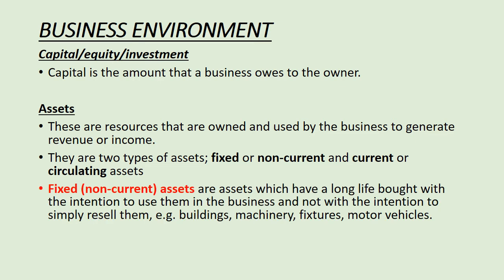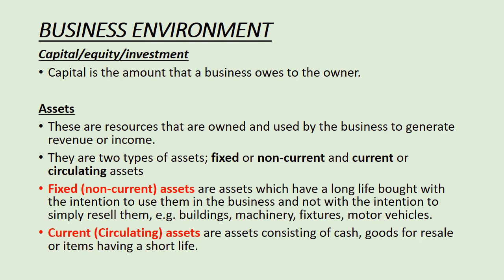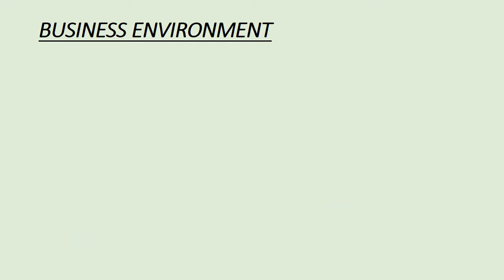1. Fixed assets. These are assets which have a long life, bought with the intention to use them in the business and not with the intention to simply resell them, e.g. buildings, machinery, fixtures, motor vehicles. Second is current assets or circulating assets. These are assets consisting of cash, goods for resale, or items having a short life.